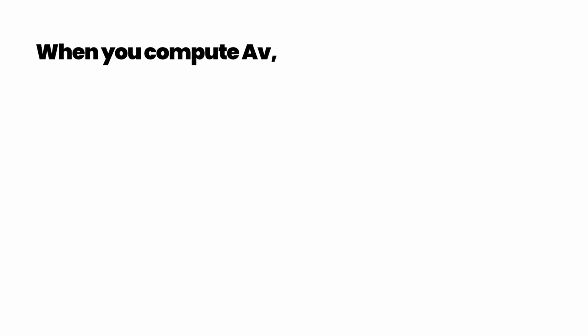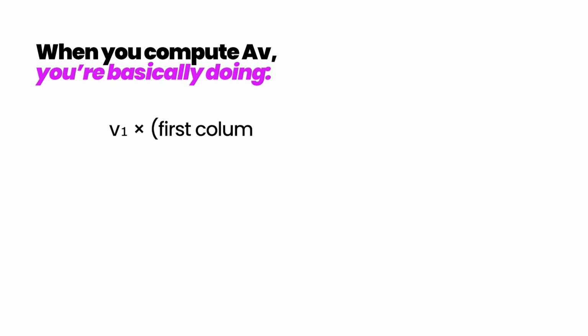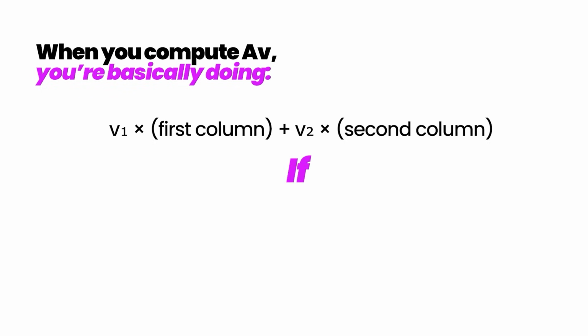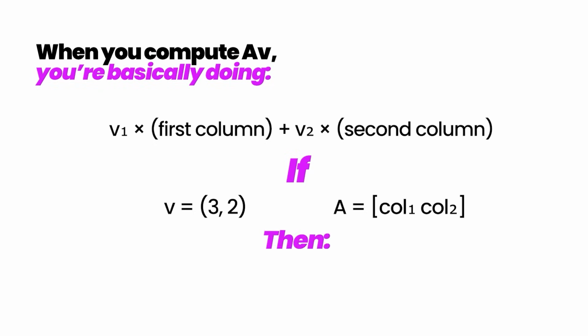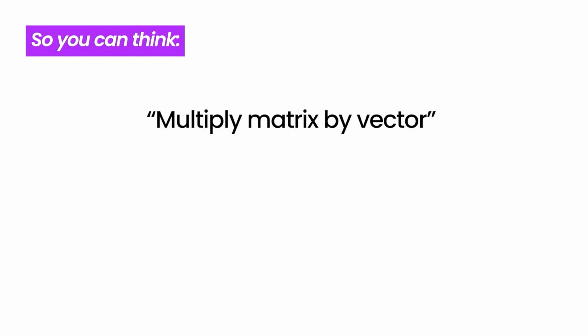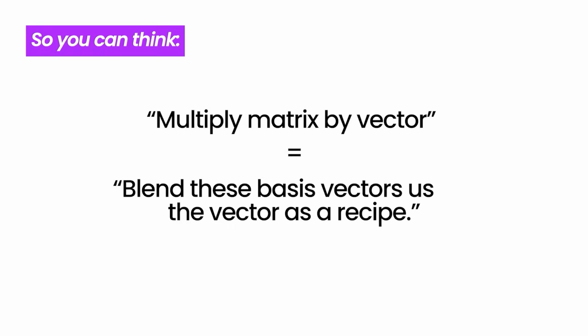Everything else follows. When you compute A times v, you're basically doing v_1 times the first column plus v_2 times the second column. So if v equals 3, 2, and A equals bracket col_1, col_2 bracket, then A times v equals 3 times col_1 plus 2 times col_2. It's just mixing the columns according to the coordinates of v. So you can think: multiply matrix by vector, blend these basis vectors using the vector as a recipe.